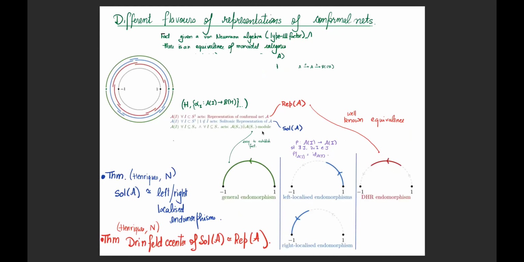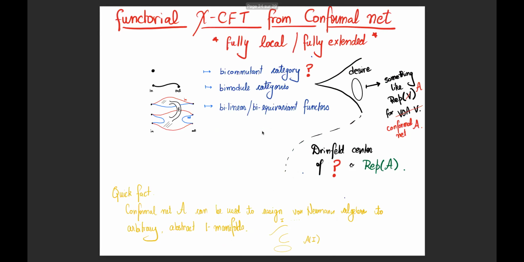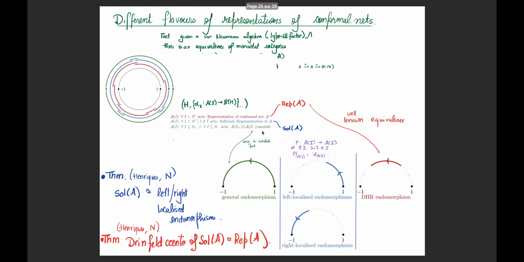Now I will spend some time on this, because the correct question to ask is, what is this category assigned to the point? What is the flavor of it? There are different flavors of representation categories of conformal nets. One of them is very well known.